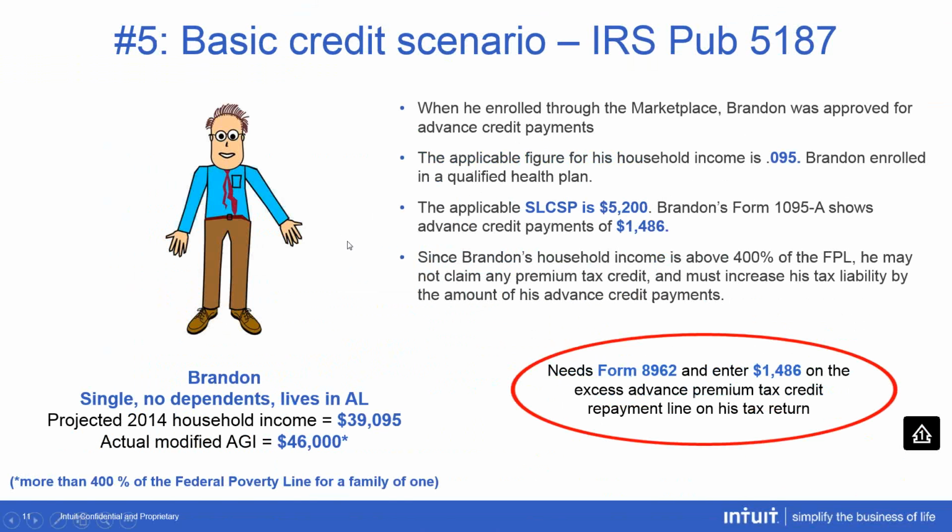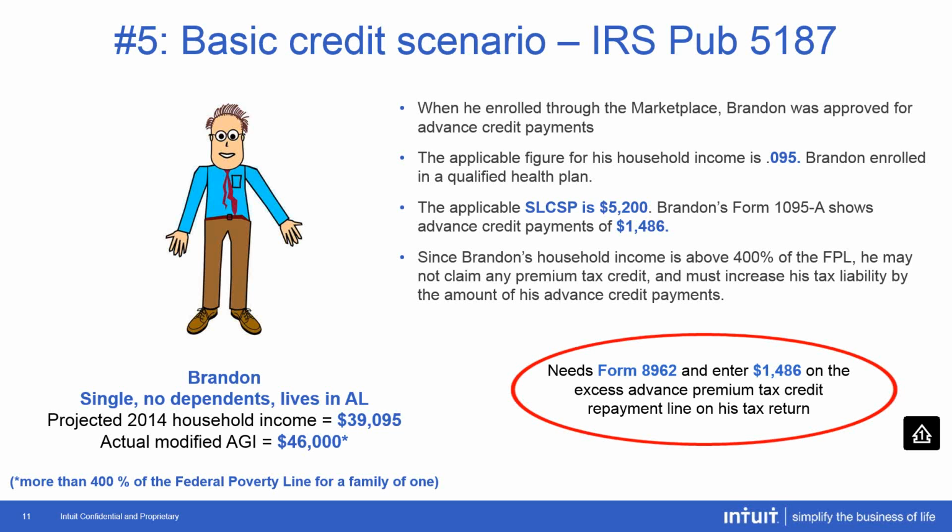Okay, building on that scenario, we have use case number 5, another basic credit scenario. This one is from IRS publication 5187. We have Brandon Talbot, who is single, no dependents, and lives in Alabama. When he enrolled through the marketplace, Brandon was approved for advanced credit payments based on his projected 2014 household income of $39,095. The applicable figure for his household income is .095.